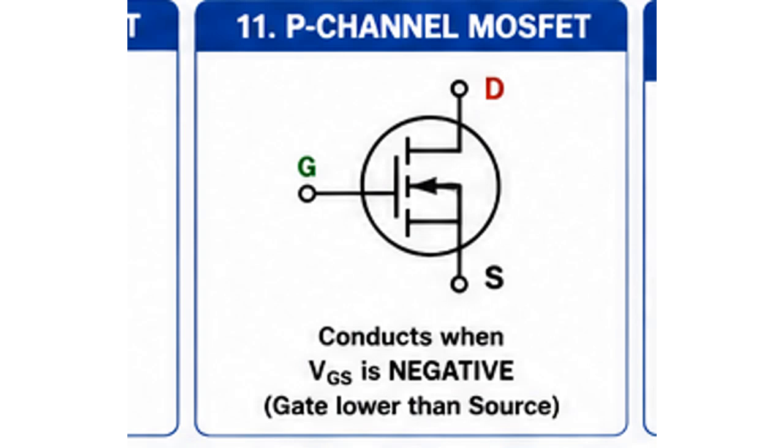The solution is a pull-down resistor for an N-channel low-side switch. Connect a resistor, commonly 10 kiloohms, from the gate to the source or to ground. When the driving signal is absent, the resistor discharges the gate capacitance and holds the MOSFET safely off.